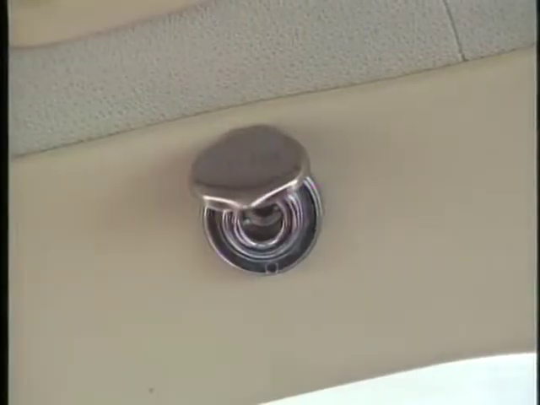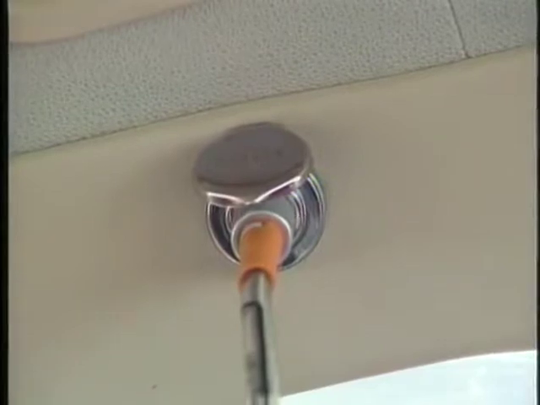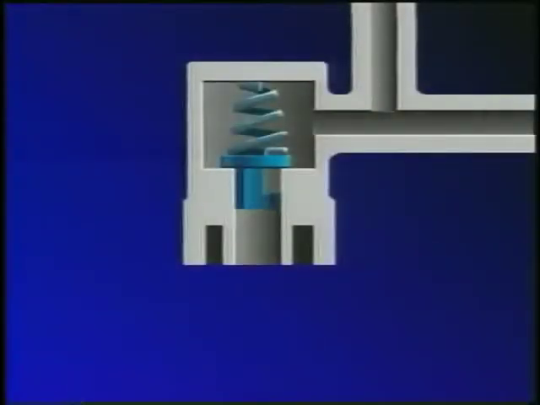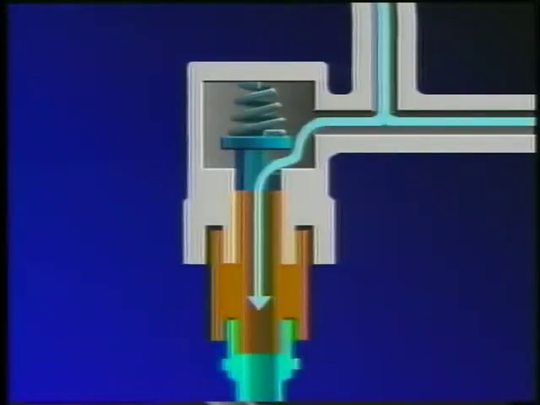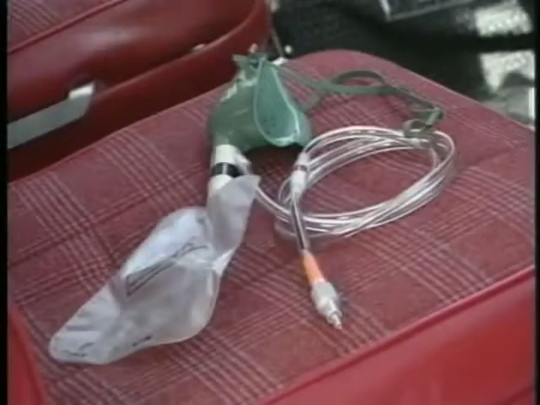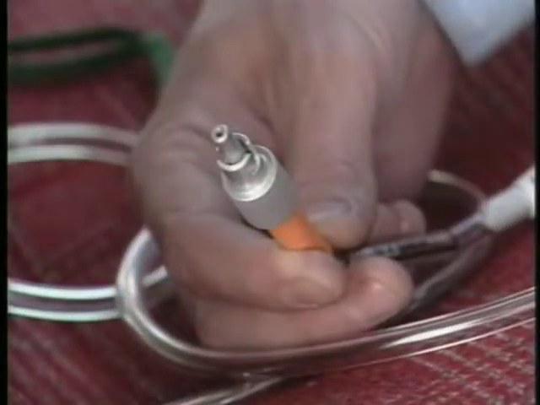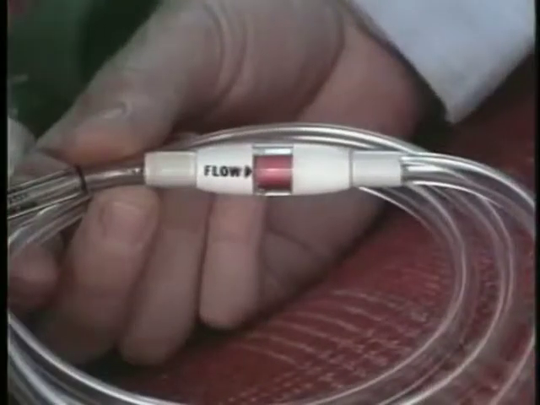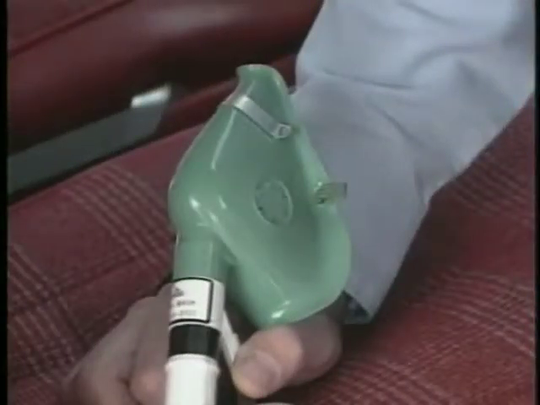In aircraft with permanent installations, oxygen outlets are located in various places throughout the cabin. Each outlet has a spring-loaded check valve to prevent oxygen leaks and allow oxygen to flow only when a mask is plugged into the outlet. The mask assembly for a continuous flow system consists of the plug-in connector with the flow restrictor, a supply hose with a flow indicator, a rebreather bag, and the mask itself.